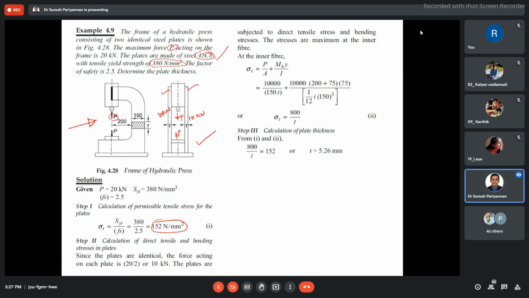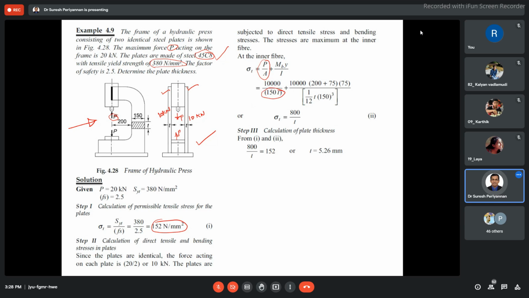Now we have to find out. Because 20 kilonewton is given, suppose it were 50 kilonewton, each side would take 25 kilonewton. Now this is similar to the earlier problem we discussed. Stress is P by A, load by area. Load is 10 kilonewton, and the area is the width, which is given as 150, into T, the thickness.